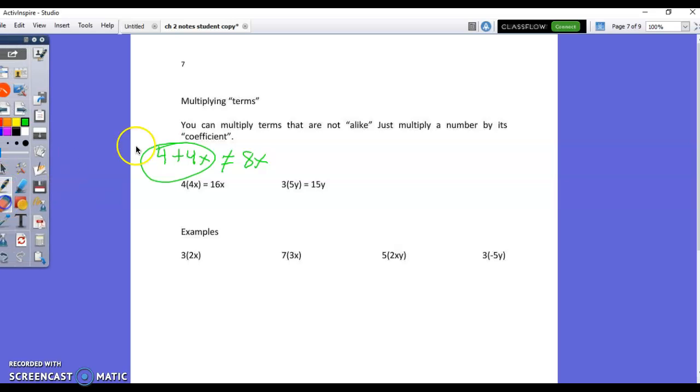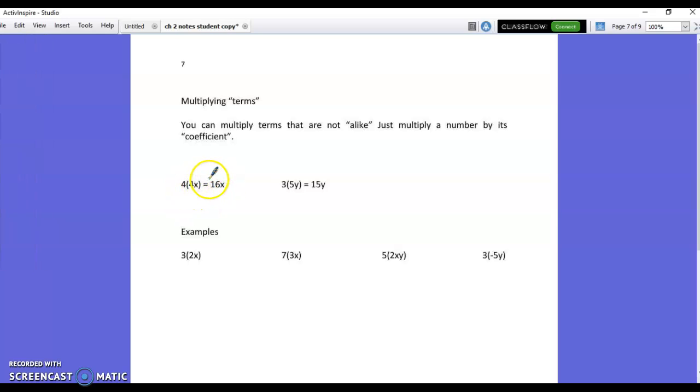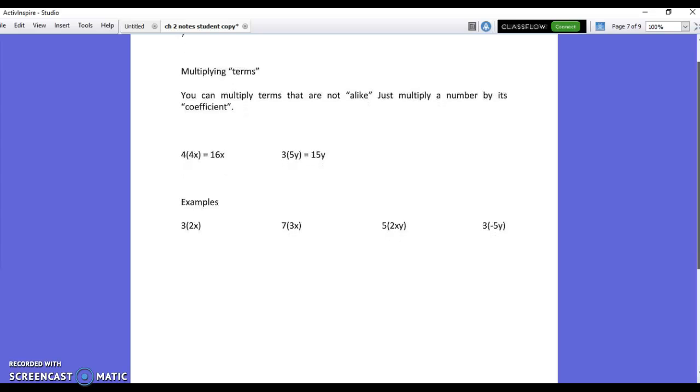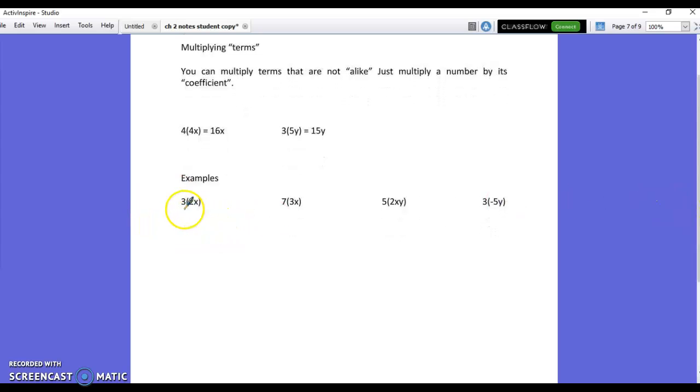However, we can multiply. So if I have a 4 times a 4x, I can just say 4 times 4 is 16 and leave the x there. 3 times 5y, 15y. All right, this works for division as well. You can divide and simplify that way. So if I look at these problems, 3 times 2x, well, 3 times 2, I'm just multiplying by that coefficient, is 6, and then you're including that x. 7 times 3x, 21x. 5 times 2xy, that would be 10xy. 3 times negative 5y, well, 3 times negative 5 is negative 15, then y.